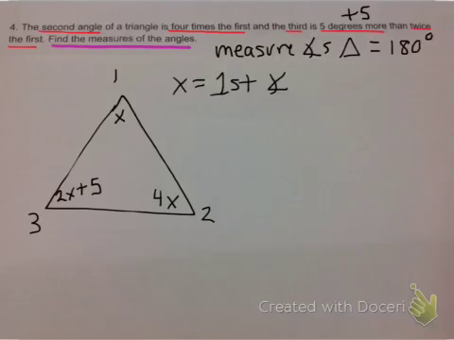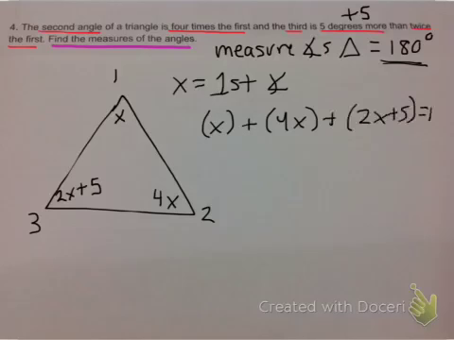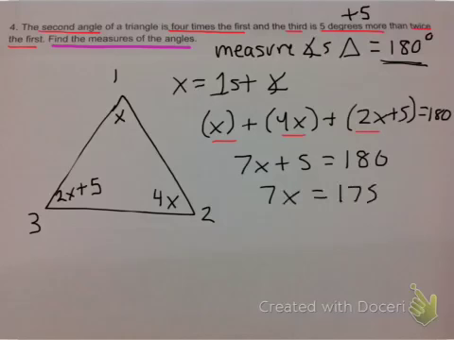Okay, so now I have representations for each angle, but I need to turn it into an equation. So since I know that all of my angles add up to 180, I can say that x plus 4x plus 2x plus 5 equals 180. Okay, then I'm going to combine like terms, and I get 7x plus 5 equals 180. 7x equals 175. I get x equals 25.